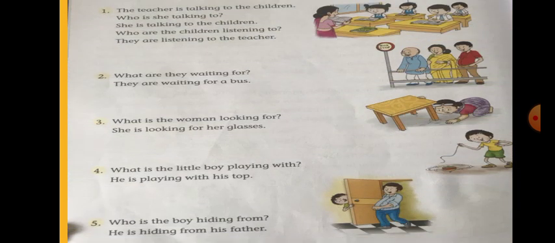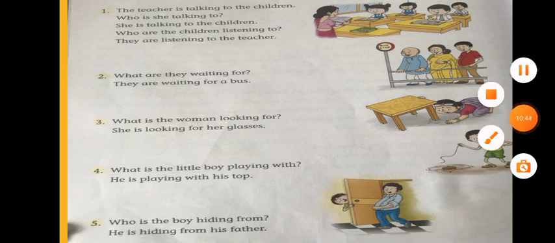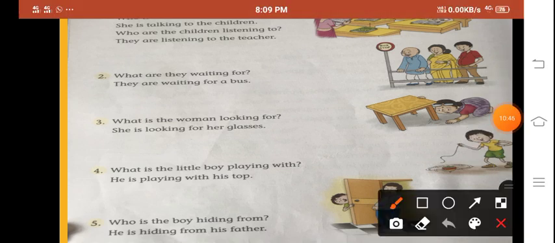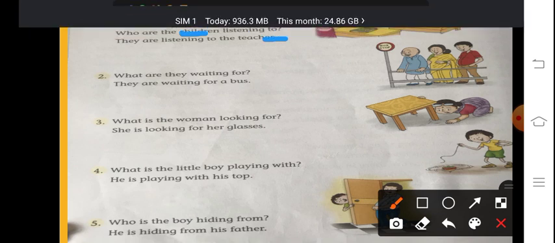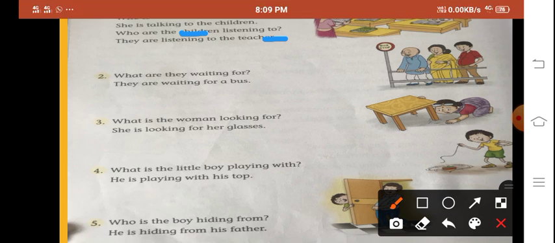Now see, first, the teacher is talking to the children. Here we use the preposition "to" with the teacher. She is talking to the children. Again, "to" is the preposition. Who are they listening to? At the end we use the preposition "to". Now they are listening to the teacher. Similarly, what are they waiting for? "For" is the preposition, and it is used at the end position. So they are waiting for the bus.